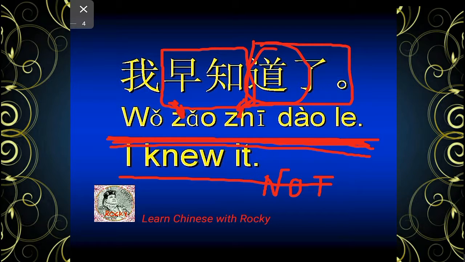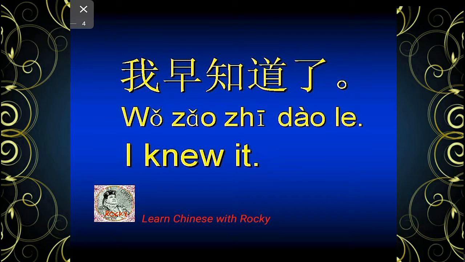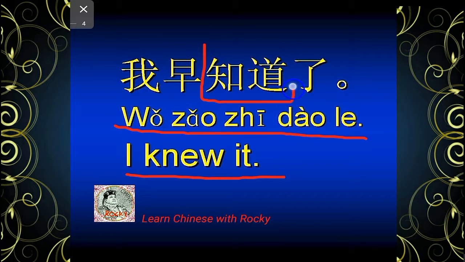I don't think so. Okay, now our next sentence is, I knew it. I knew it, right? 我早知道啦. Okay, 知道. 知 is an action character. 知 is a first tone character, a constant level tone. 道 is a fourth tone character, a falling tone. 知道.